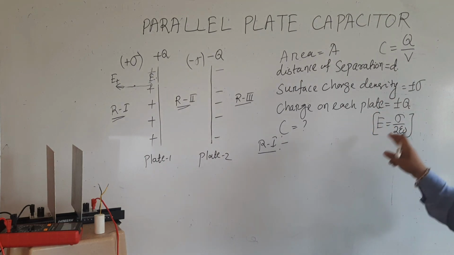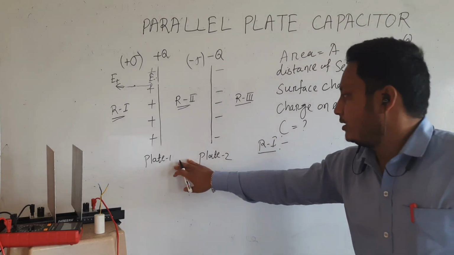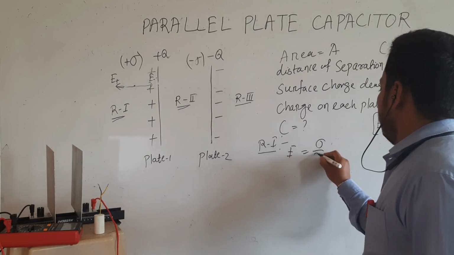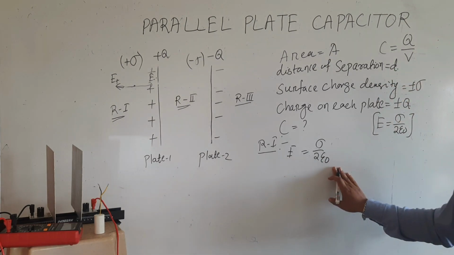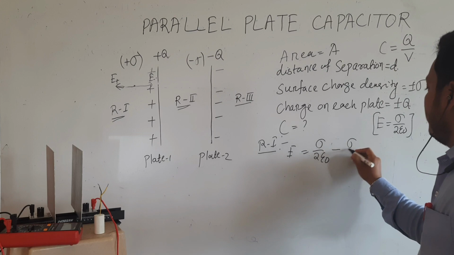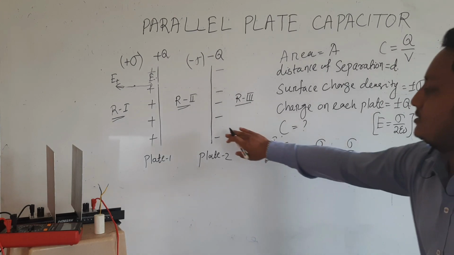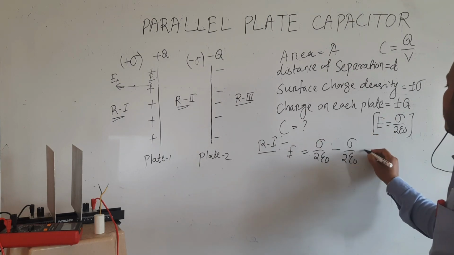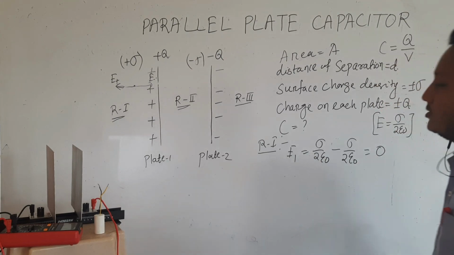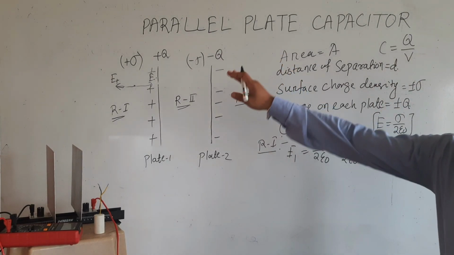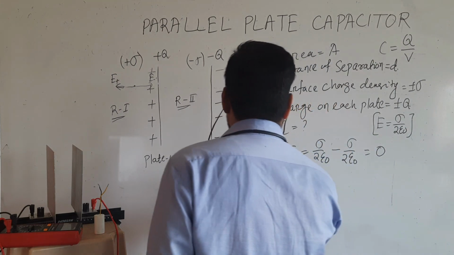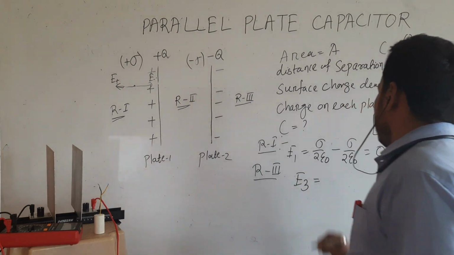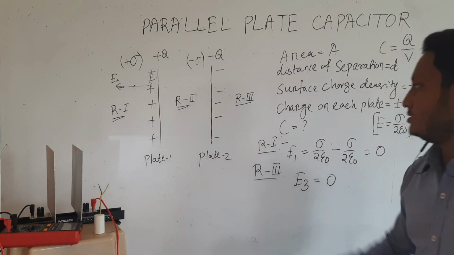So for the positively charged plate 1, E equals sigma by 2 epsilon naught, and minus sigma by 2 epsilon naught for plate 2, which is negatively charged with charge density minus sigma, which will give you 0. So I can write E1, the electric field in region 1, equals 0. Similarly, for region 3, we can find E3, which is also 0.